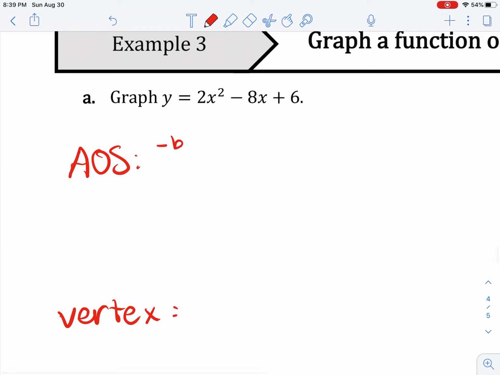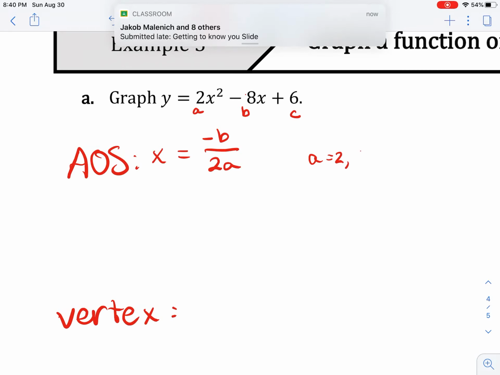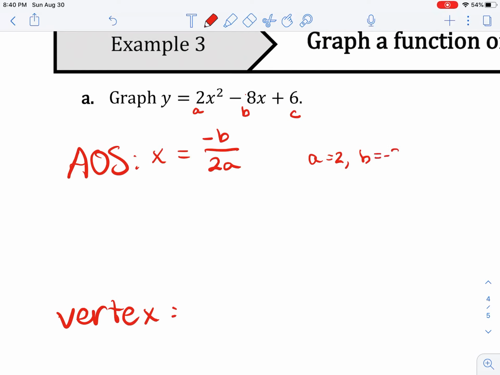So I usually start by saying, okay, first of all, I like to write down the formula, so I have it right there. Actually, I should say x equals, because let's not be lazy. X equals negative b over 2a. So this is my a, this is my b, this is my c. Notice b is actually negative 8. So a equals 2, b equals negative 8, and c equals 6.